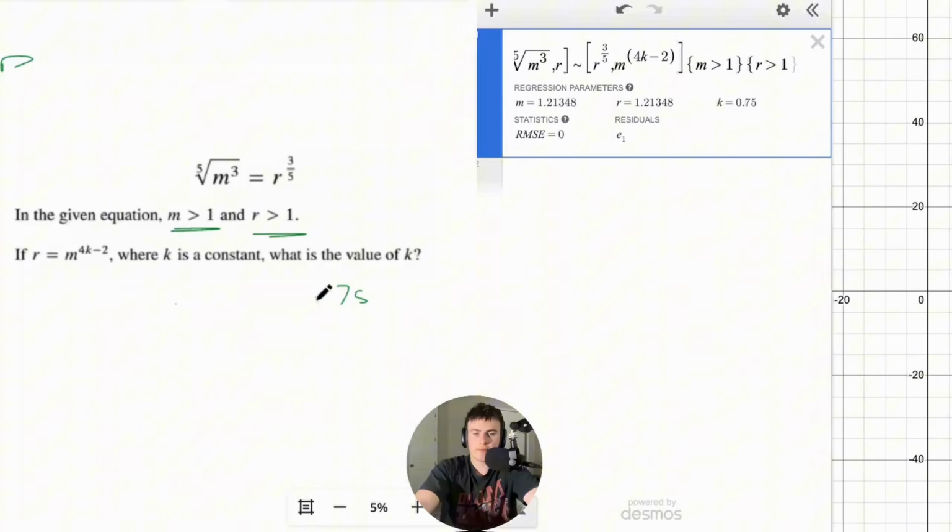Now, an alternate way to do it is, instead of using the curly brackets, you could just define m or r in a separate line. Let me just redo this regression.